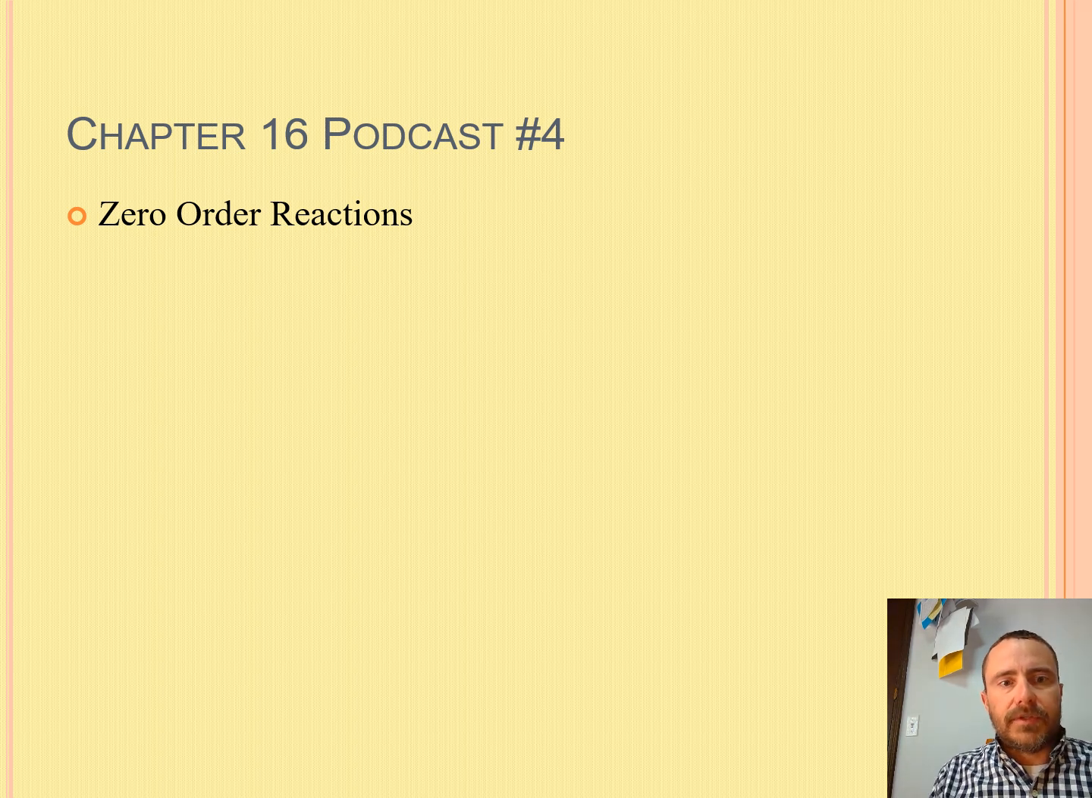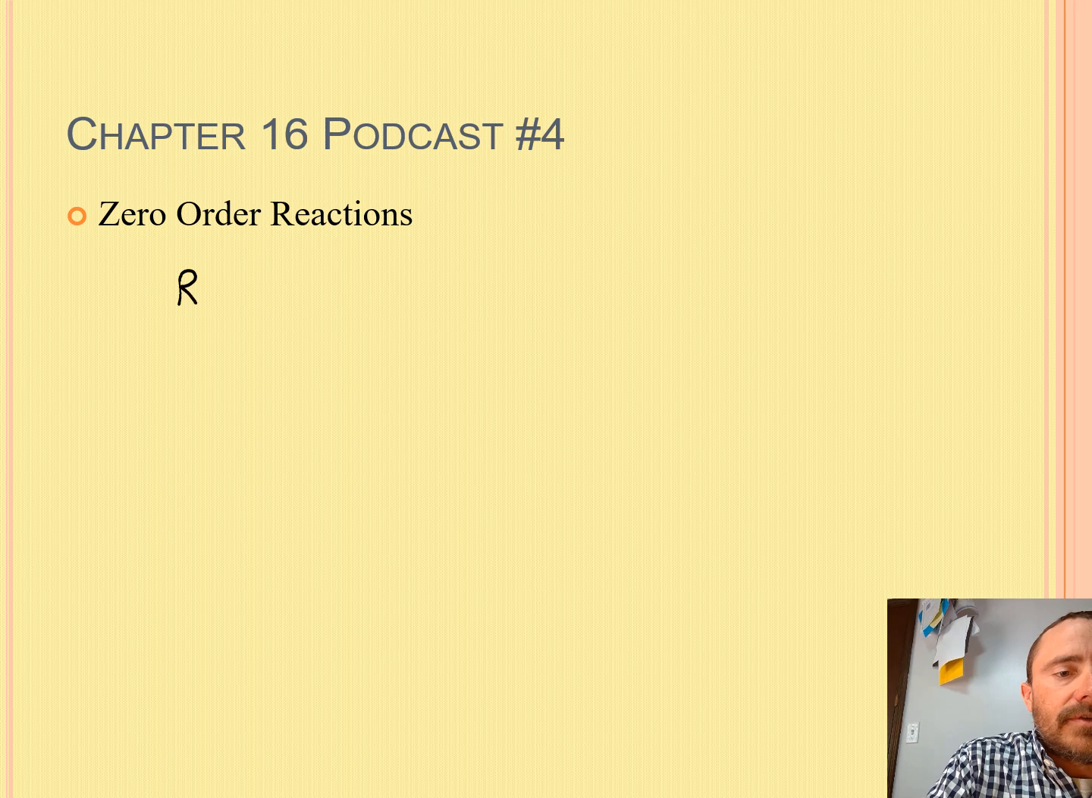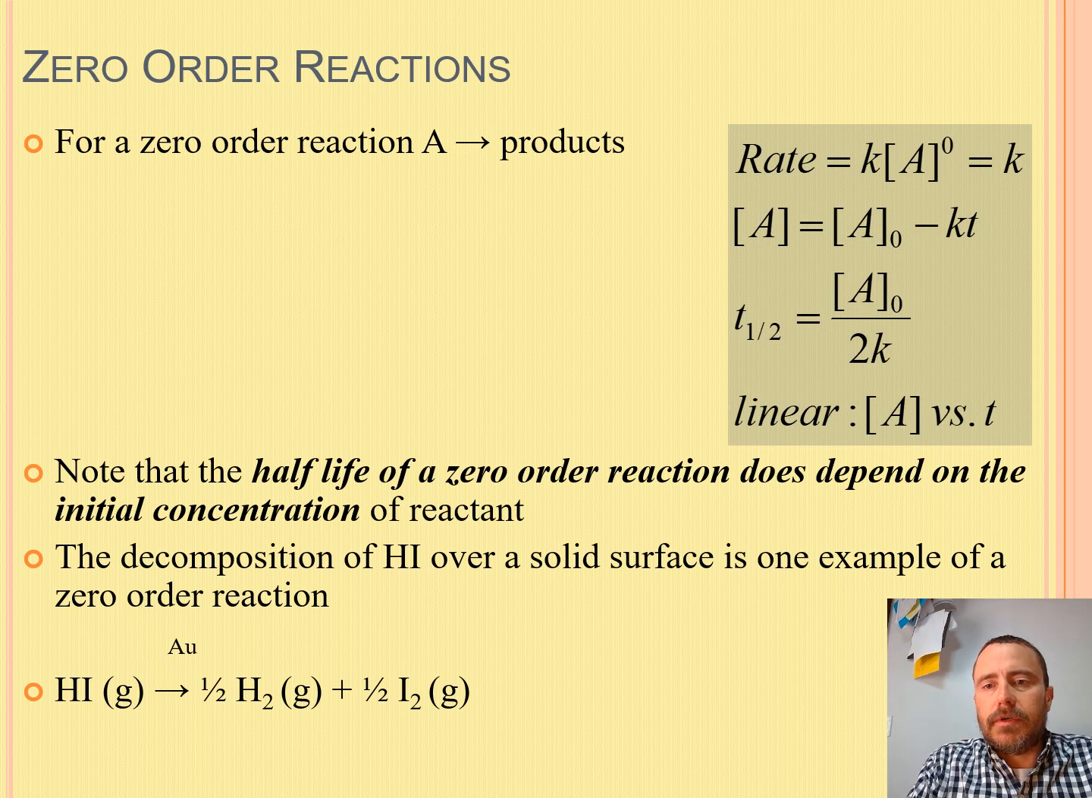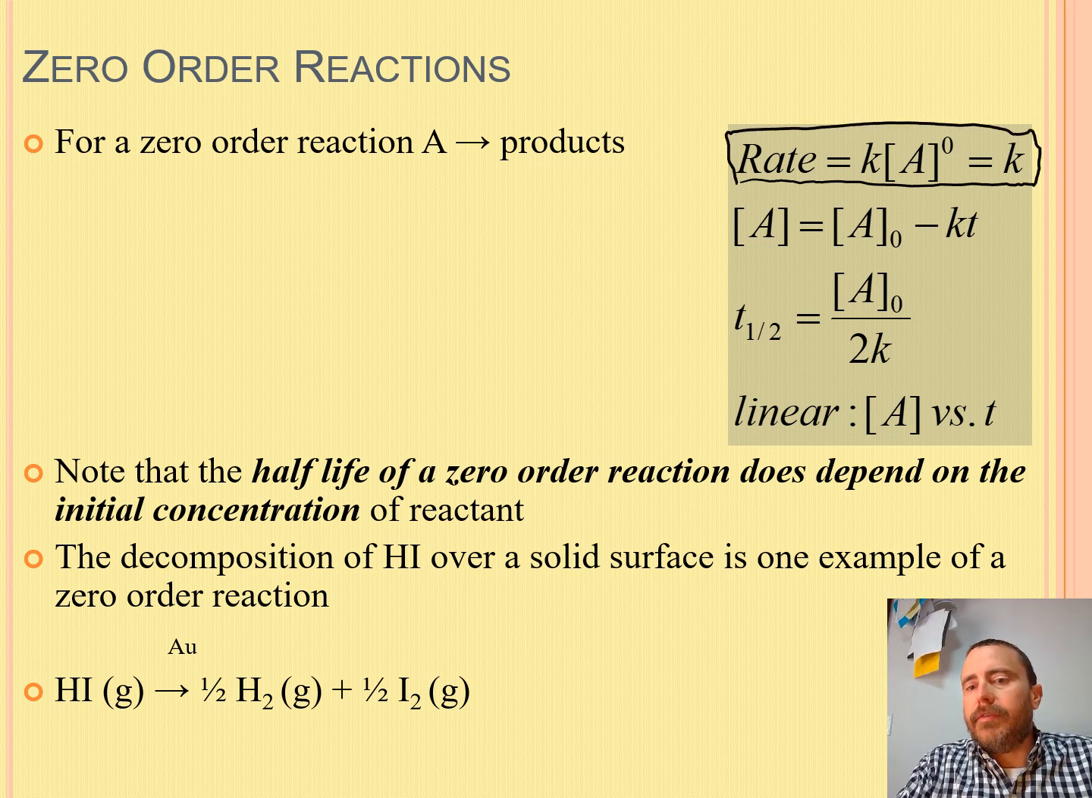Well, in our previous podcast, we looked at first order reactions. Now we're going to look at zero order reactions. And remember, for a zero order reaction, rate is equal to k times A to the zero, which just means that rate is equal to k. So what we just showed on our previous slide, rate is equal to k. And if we integrate that, we are going to get that A is equal to A naught minus kt.